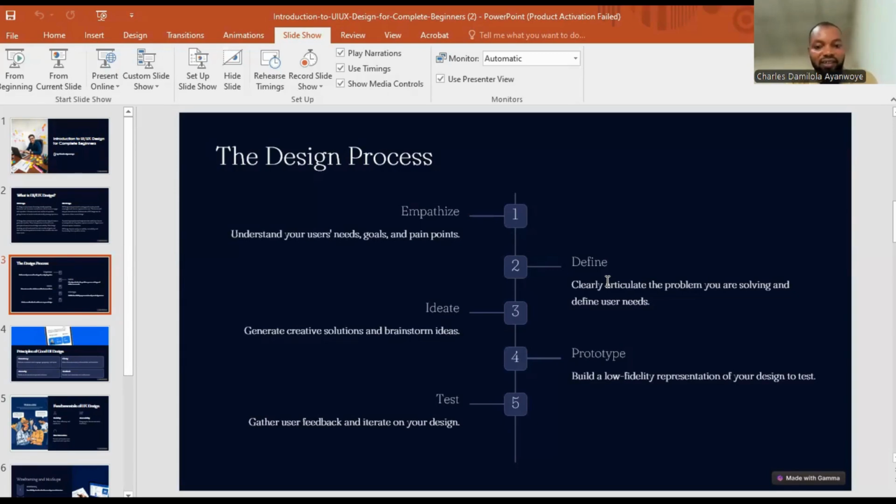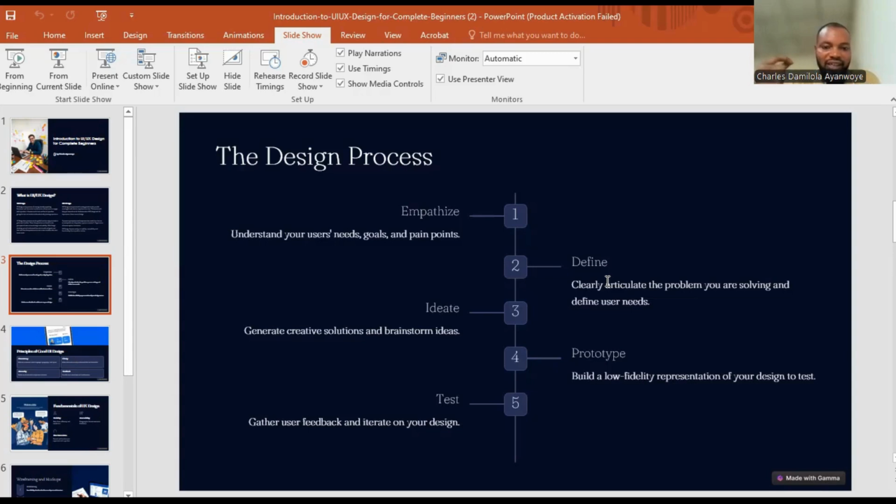The next thing here is ideas. After you've been able to articulate the problem you're solving and you define your user's needs, then you need to form ideas from the information you get from them. You generate creative solutions and brainstorm ideas. And one thing you need to understand here is that in this particular phase, you might be thinking, oh, I can't even come up with something meaningful right now. No, there are no stupid ideas in design. When you are brainstorming, a lot of thoughts will come around, a lot of things will come, you understand? The most important thing is that you jot them down.